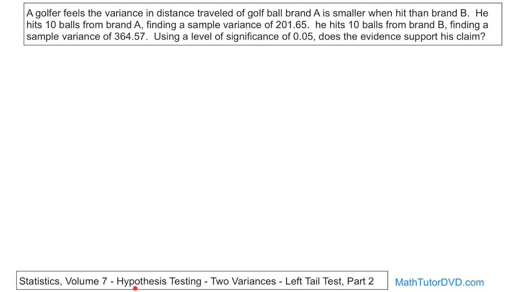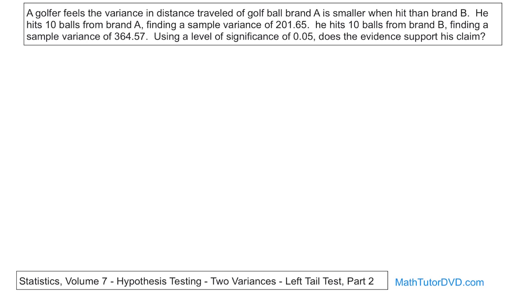We're going to solve another problem in hypothesis testing that involves two variances, and it'll be a left-tail test, as we've done in the previous section. This problem is talking about a golfer. He thinks that the variance in the distance traveled by golf ball brand A is smaller when you hit it than when you compare it to golf ball brand B.